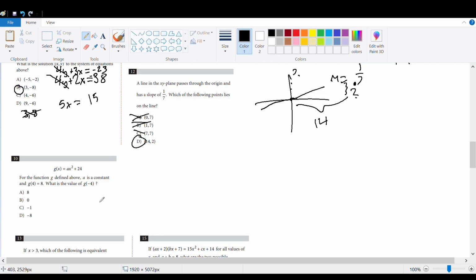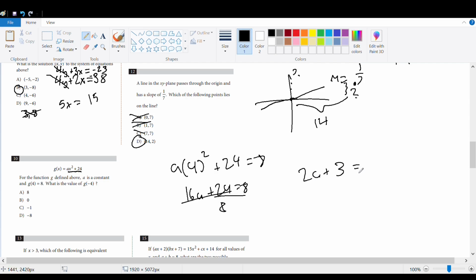So if we plug 4 into this equation here, we should get 8 out. So let's just plug 4 in for x. So a times 4 squared plus 24 should equal 8. So we get 16a plus 24 equals 8, and here we just divide everything by 8 just to make everything a little bit easier. So we got 2a plus 3 is equal to 1. So 2a equals negative 2, and a equals negative 1.